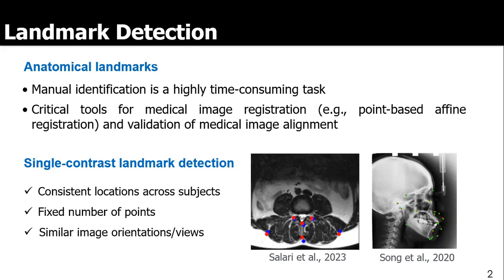In the context of single contrast landmark detection, we usually have consistent locations across subjects, a fixed number of points for the landmarks, and similar image orientations and views. On the right, you can see some single contrast landmark detection results from deep learning models.